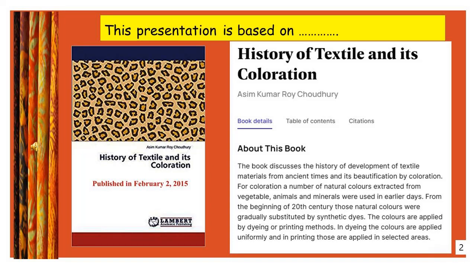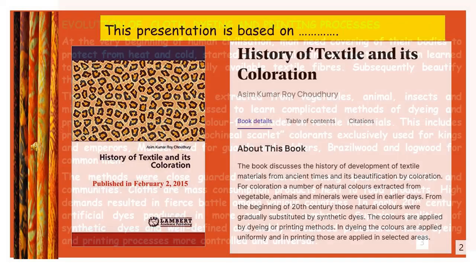In this book, I have discussed the history of development of textile materials from ancient time and its beautification by coloration. For coloration, a number of natural colors extracted from vegetables, animals and minerals were used in earlier days. From the beginning of the 20th century, those natural colors were gradually substituted by synthetic dyes. The colors are applied by dyeing or printing methods. In dyeing, the colors are applied uniformly, and in printing, those are applied in selected areas.